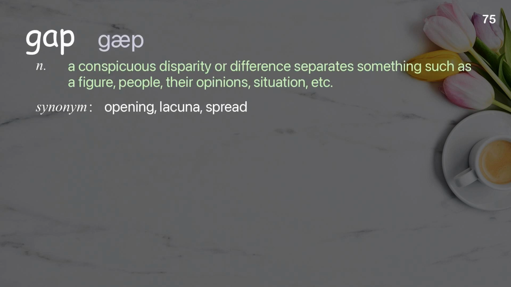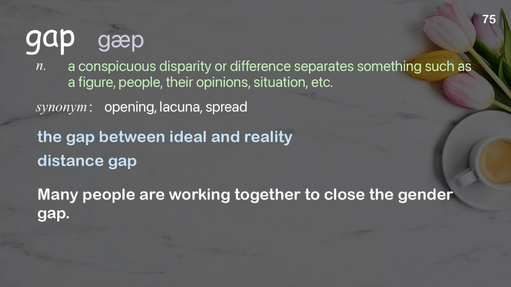Gap. A conspicuous disparity or difference that separates something such as a figure, people, their opinions, situation, etc. Examples: the gap between ideal and reality. Distance gap. Many people are working together to close the gender gap.